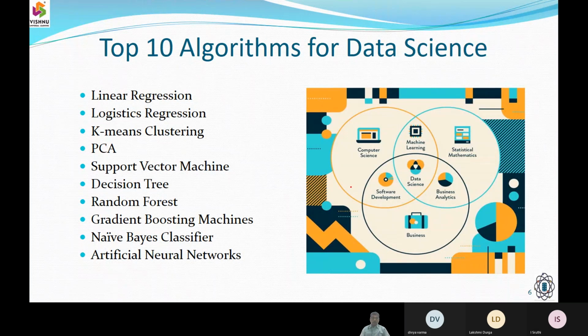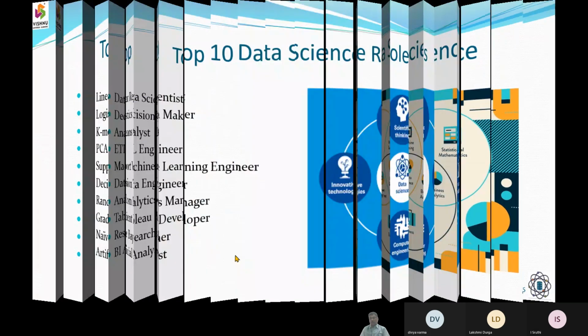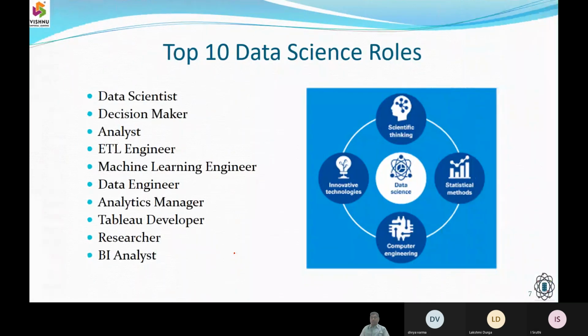These are linear regression, logistic regression, the k-means algorithm, principal component analysis, support vector machine, decision trees, random forest, naive Bayes, artificial neural networks, and boosting algorithms, etc. These are some of the topmost algorithms which are prominent and play a vital role in data science.